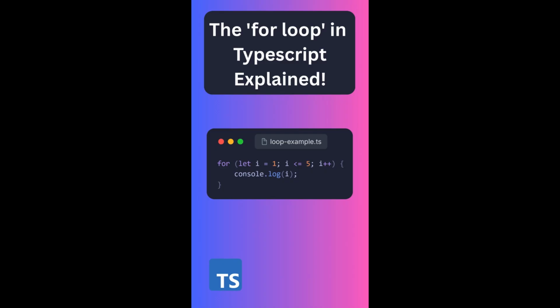We use let i = 1 to start. The loop continues while i is less than or equal to 5, and i++ means we add 1 after each loop. It prints numbers 1 through 5 to the console.